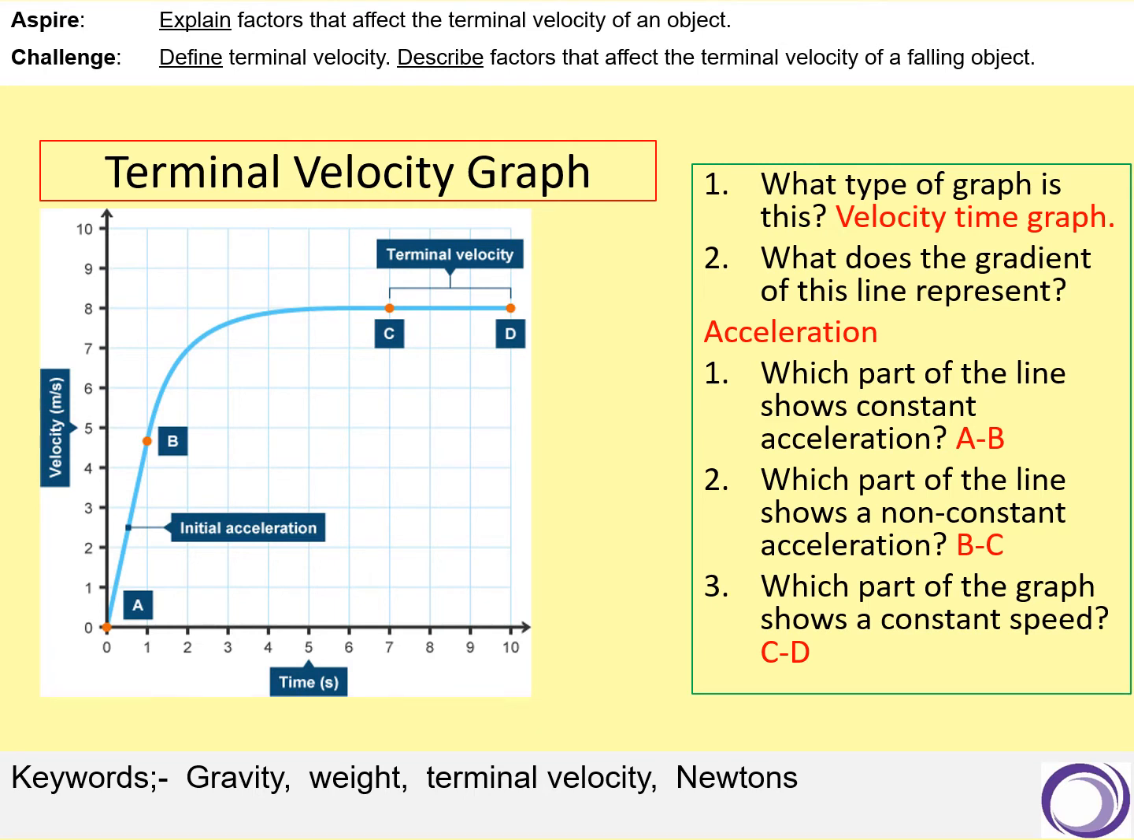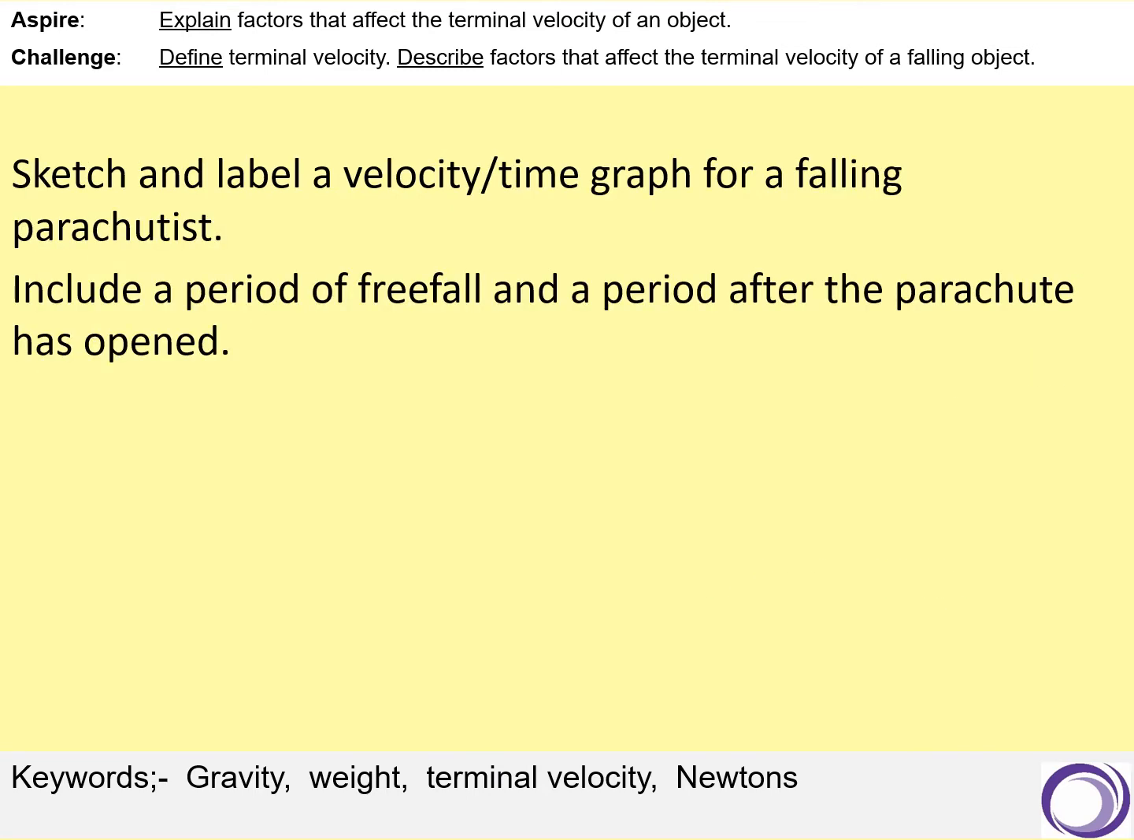Where is it non-constant? Well, that's when the acceleration is changing constantly. So that would be a curve in the line. So that is B to C. And then where you've got a constant speed, that's where the velocity is constant. That would be C to D. Now I've labelled there, look, terminal velocity. So we're going to discuss that a little bit more.